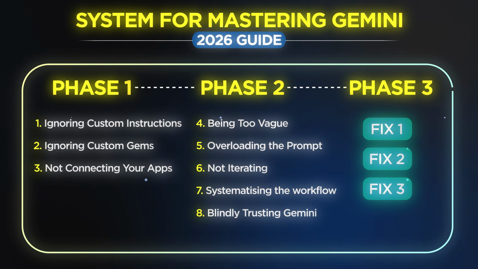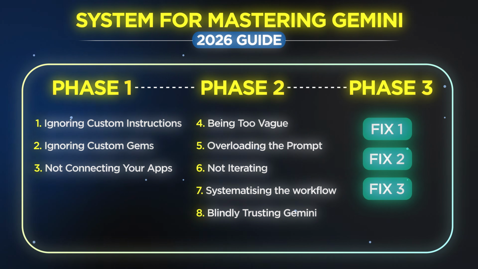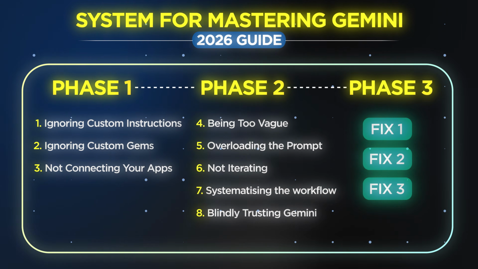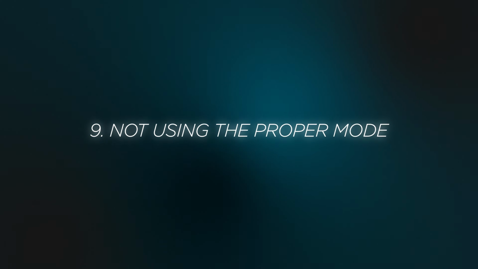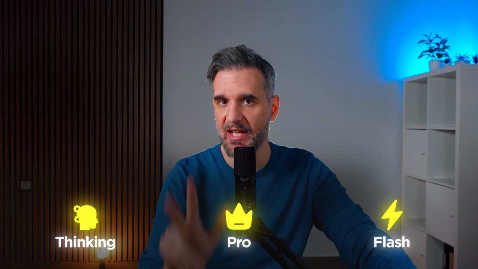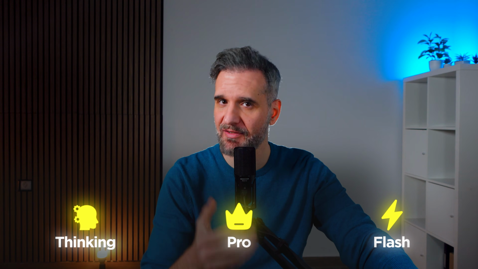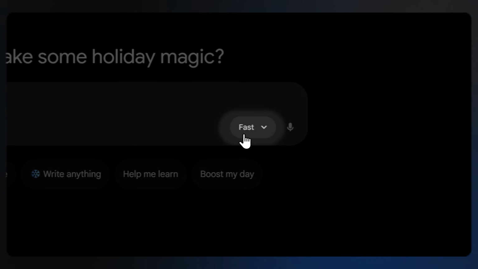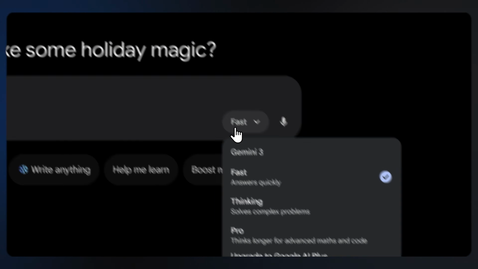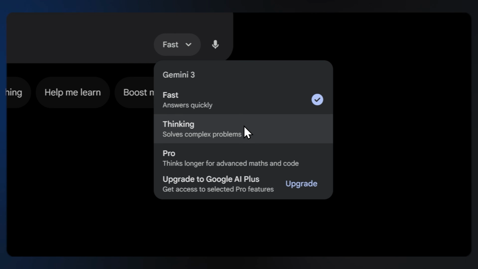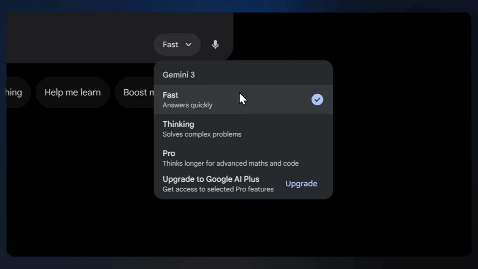Phase 3 is where most people never go. These aren't just tips. These are features that can completely change what Gemini can do. Let's set them up together. Here is something hiding in plain sight that most people completely miss. Gemini offers 3 different variants, optimized for different tasks. See this drop down? You can switch between them. Knowing which one to use will save you time and get you better results.